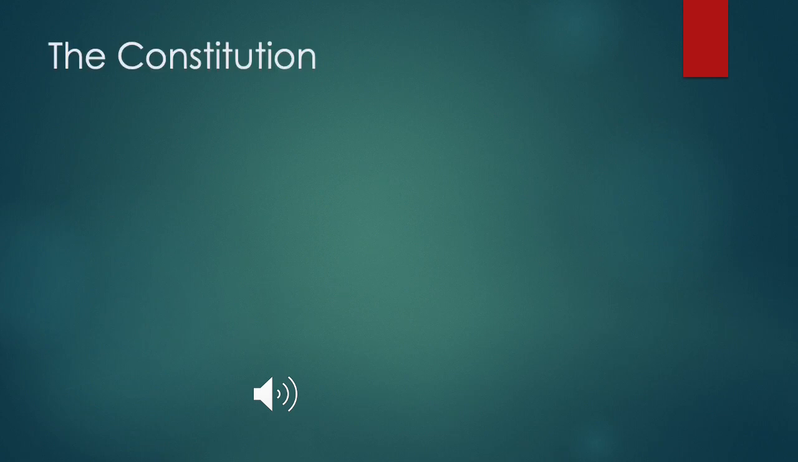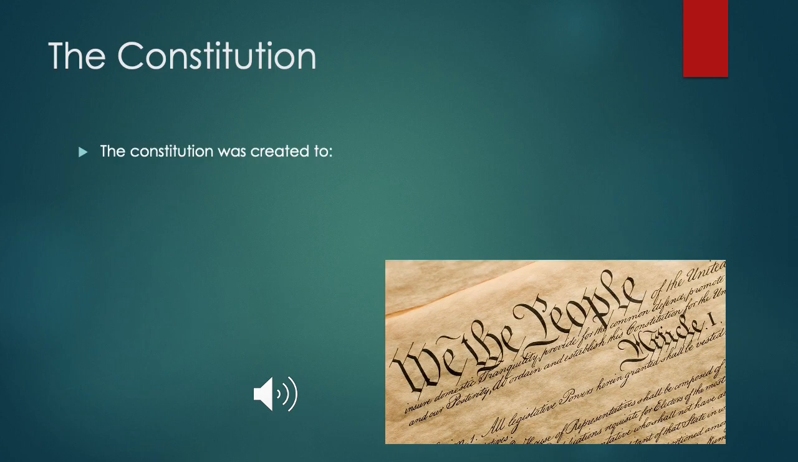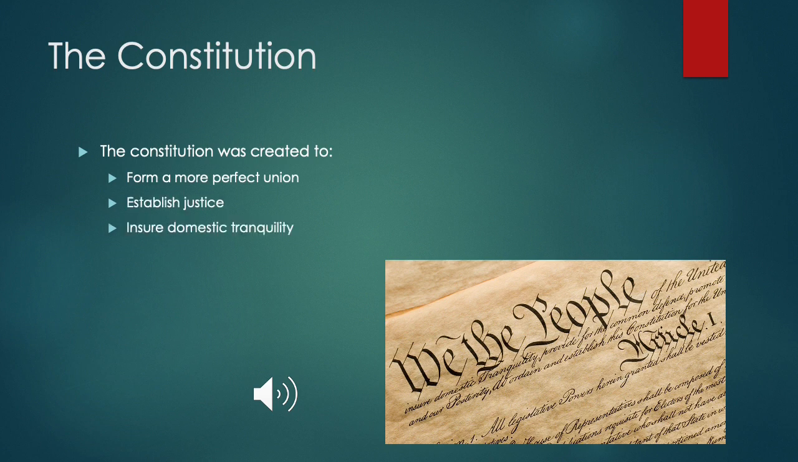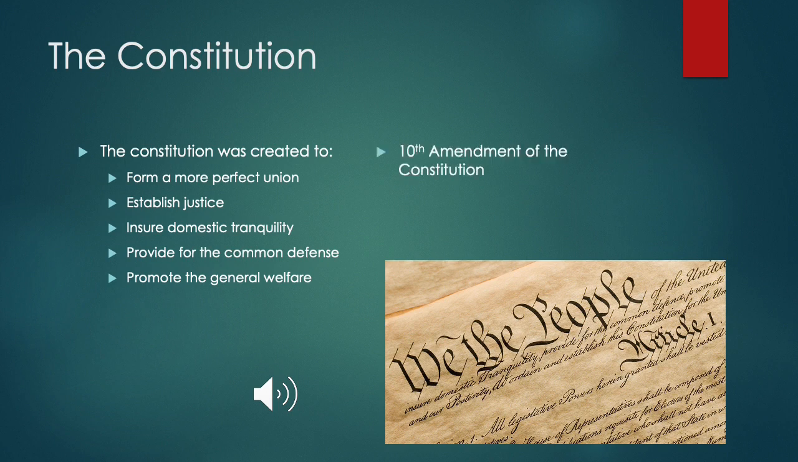The Constitution was created to form a more perfect union, establish justice, ensure domestic tranquility, provide for the common defense, and promote the general welfare. Our founders knew they had a lot of land and people, and they expected to grow as a nation. The 10th Amendment of the Constitution was written to allow for some of those powers to be taken on by state governments and by the people.